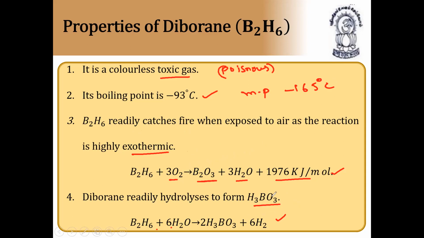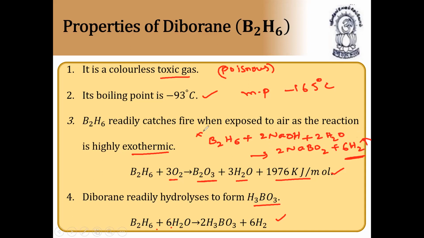And reaction with alkalis: B2H6 combines with alkalis. One more reaction I'm adding, please note it down. It combines with alkalis, potassium hydroxide and sodium hydroxide, to produce metaborates along with water, that is 2NaBO2, plus 6 moles of hydrogen gas, with the release of hydrogen gas.